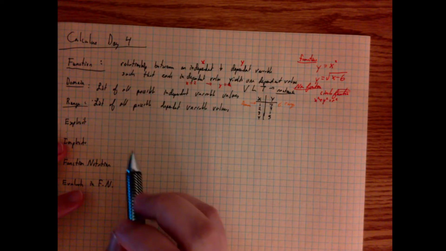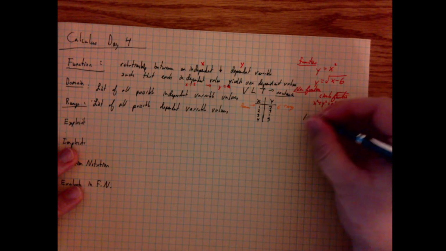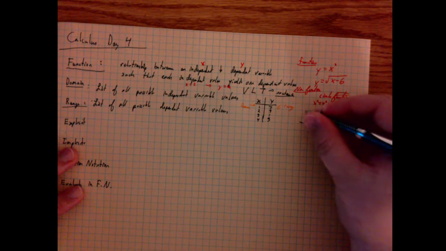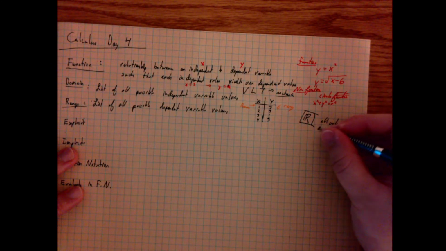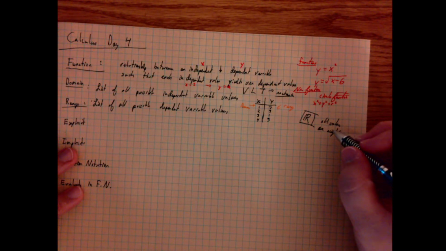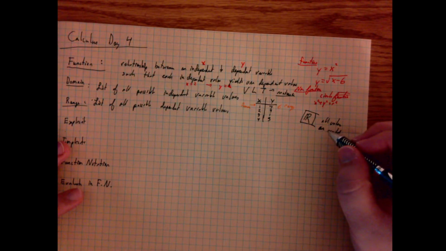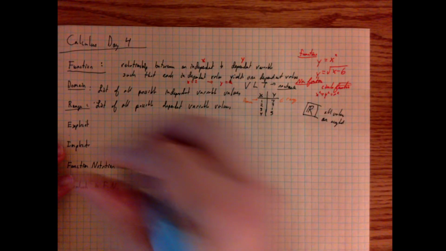Some common domains and ranges you might see are all real numbers. This indicates that all values are accepted, meaning every possible fraction, every possible decimal, every possible radical, negative, positive, 0. All real numbers means all values are accepted.